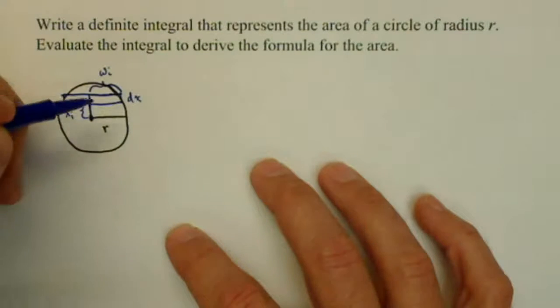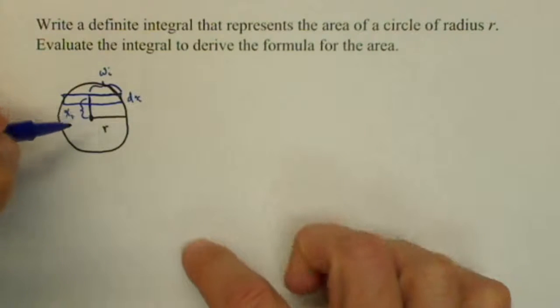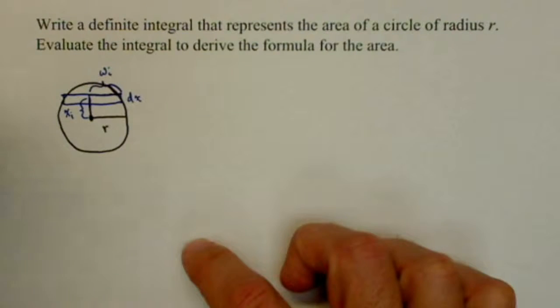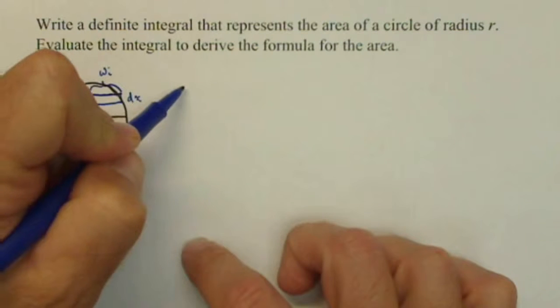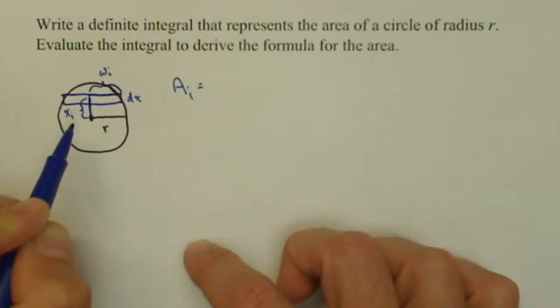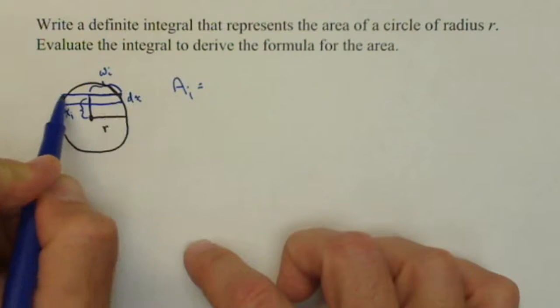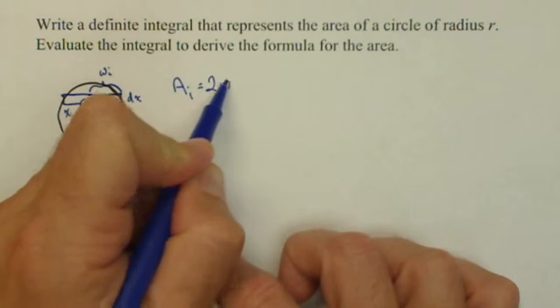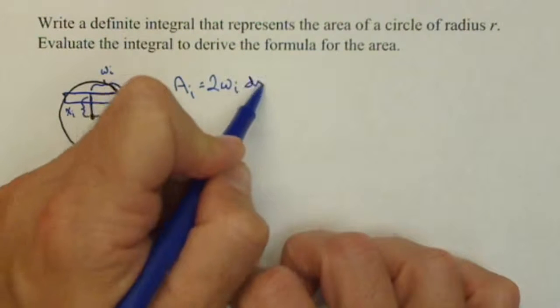It's arbitrary, it could have gone up, could have gone down, could be right on that line. The sub i's mean they're just some arbitrary length. There's something that's going to vary depending on where we choose our slice. So we're going to start to build our integral by looking at the area of the ith slice. Well, it's a rectangle, so it's going to be from here to here, which is 2 w sub i times our other dimension, which is dx.